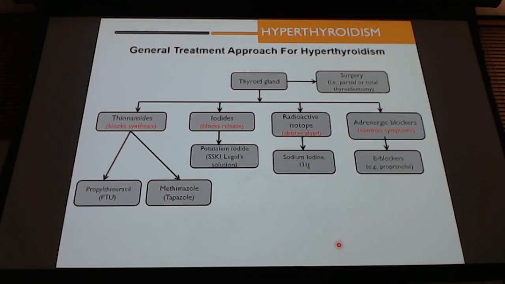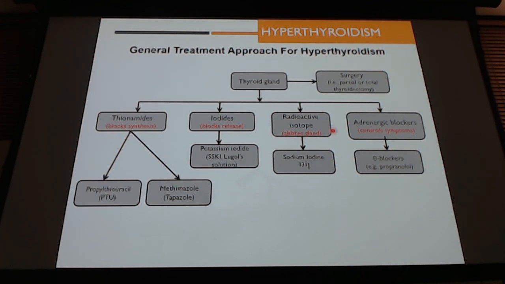Your mechanism of action for your thionamides is to block the synthesis of that thyroid hormone. You see your iodides are trying to block the release of the thyroid hormone. Your radioactive isotope is trying to chemically ablate the thyroid, so they're going to swallow that medication and then it goes into the thyroid and it's trying to essentially kill all of that tissue because it's radioactive in the thyroid. It takes a couple of days.